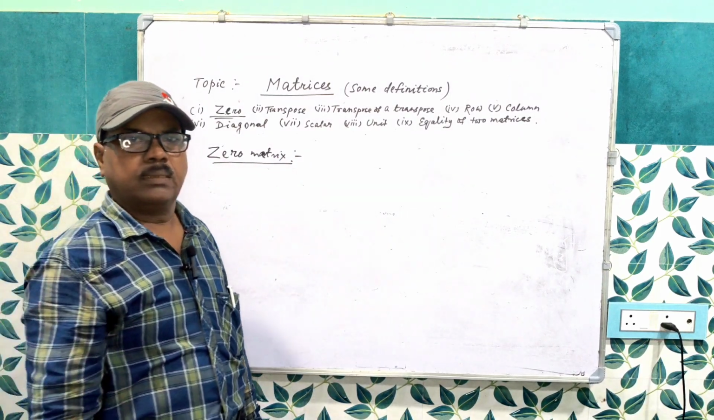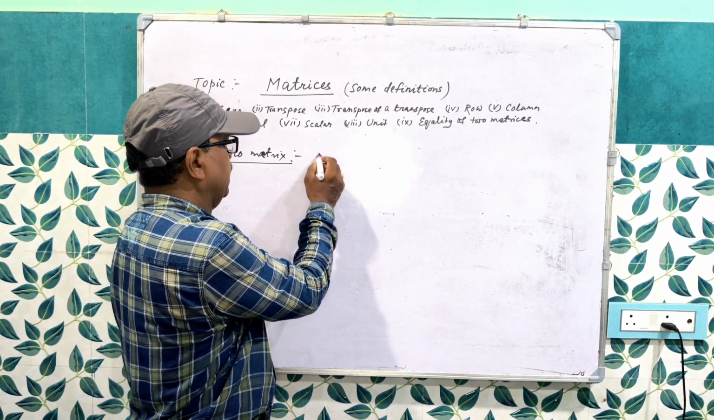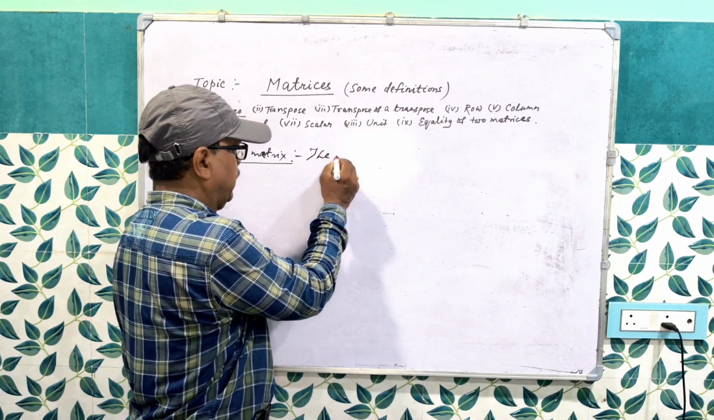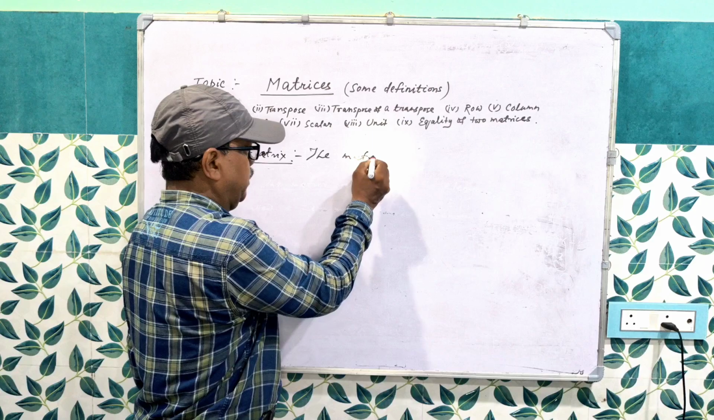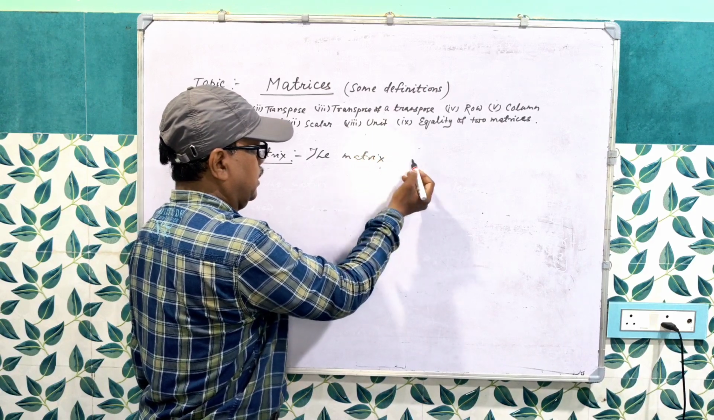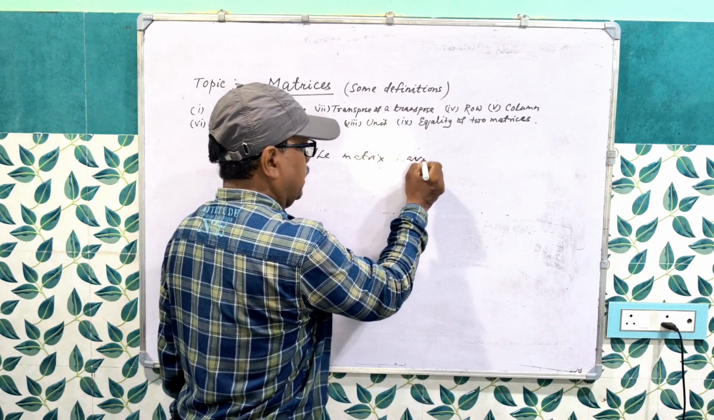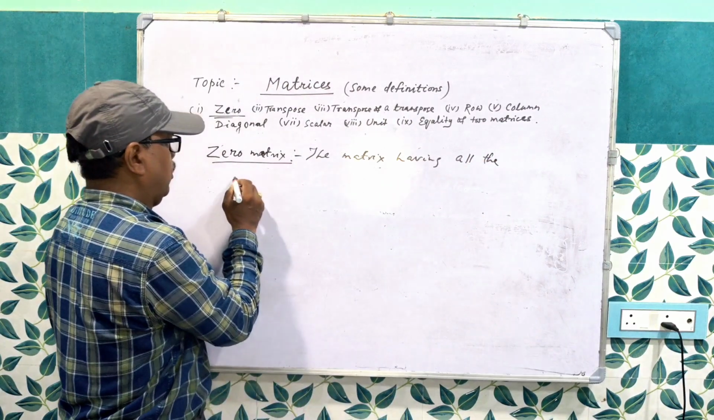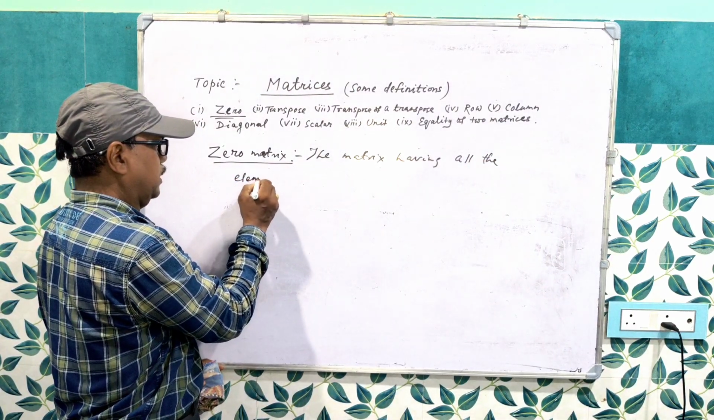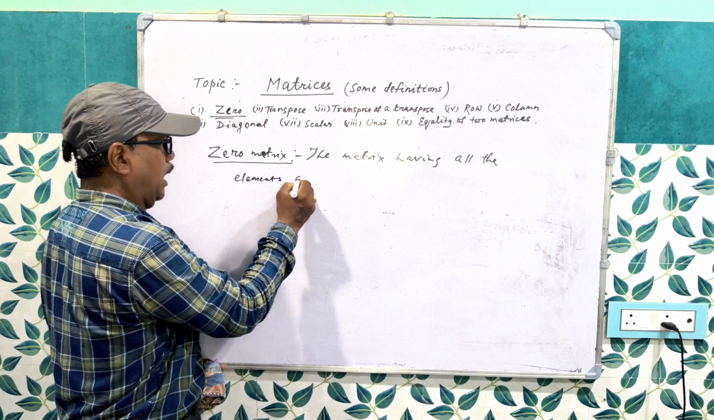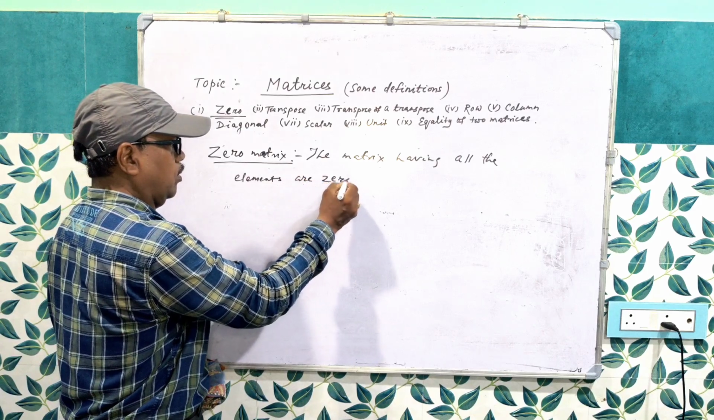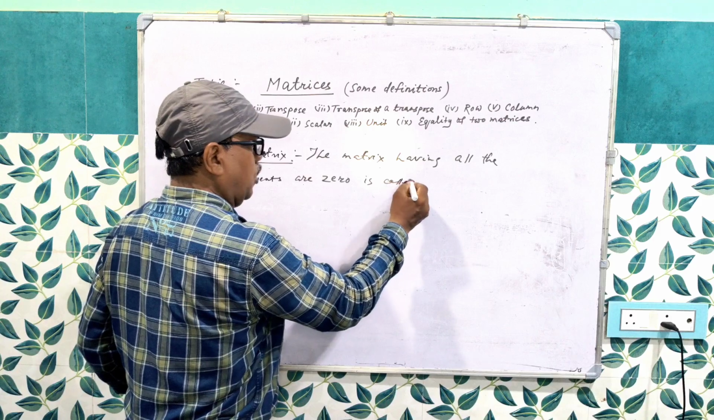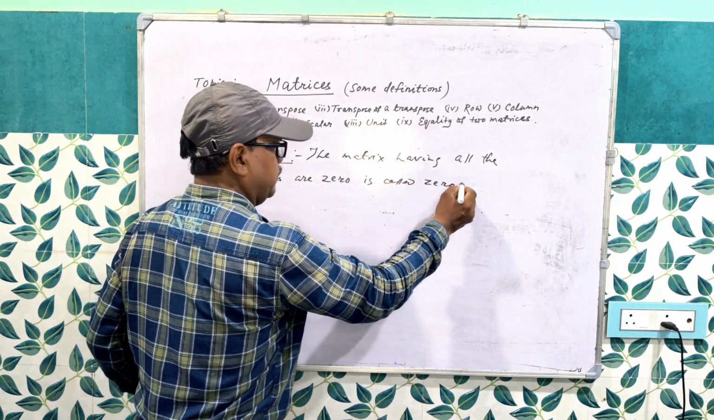The matrix having all the elements zero is called a zero matrix.